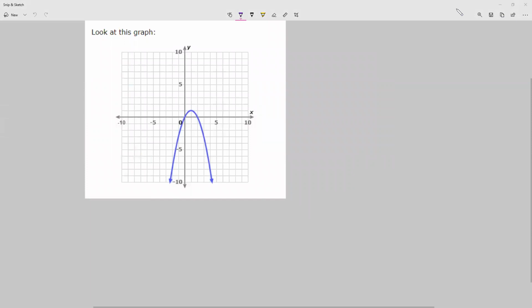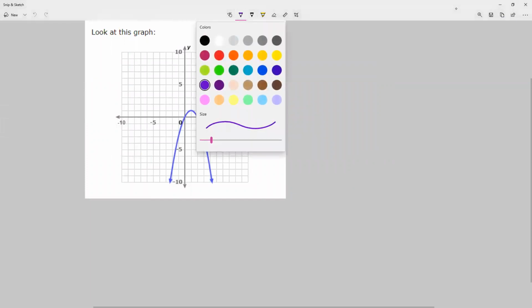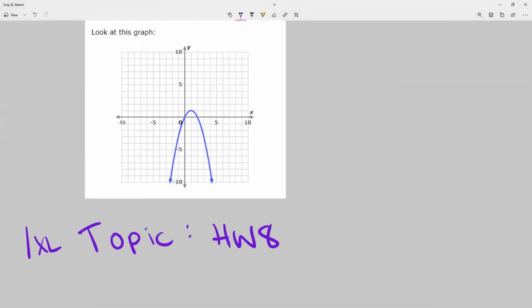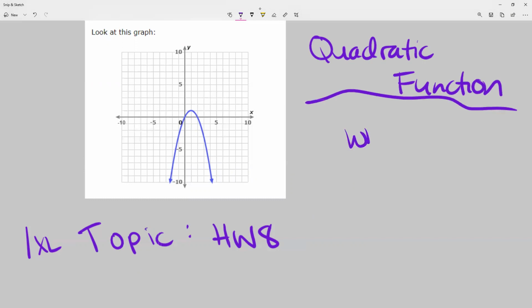All right. The last IXL topic for this week is HW8. And this one's a little bit different than the other two. This one's starting to talk about graphing and what happens when you graph a quadratic. So a quadratic function is basically when x has an exponent of 2.